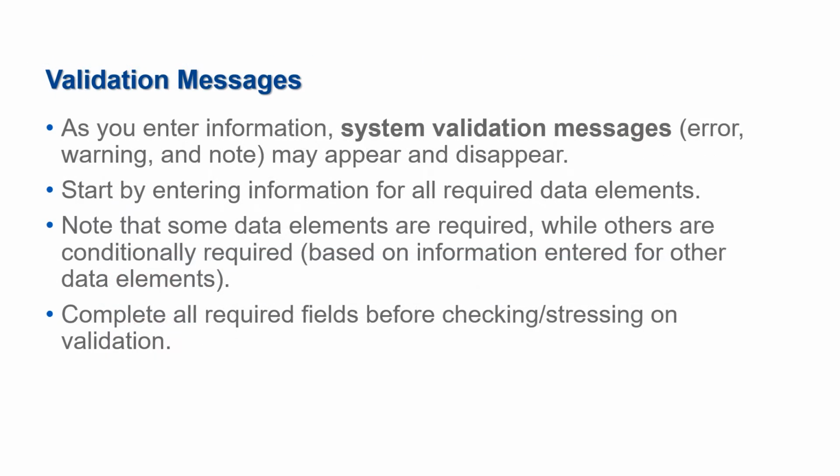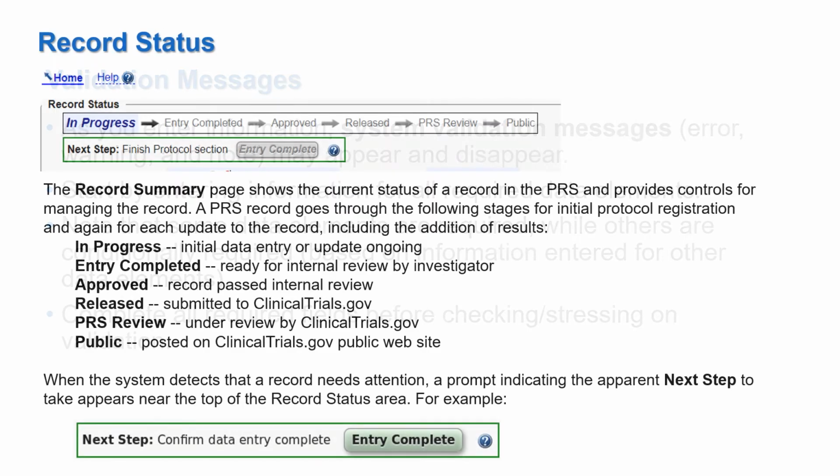As you enter information, system validation messages such as error, warning, and note may appear and disappear. As mentioned before, some data elements are required, while others are conditionally required. Start by entering information for all required data elements. Finish by addressing all remaining validation messages before submitting your study to PRS for review.